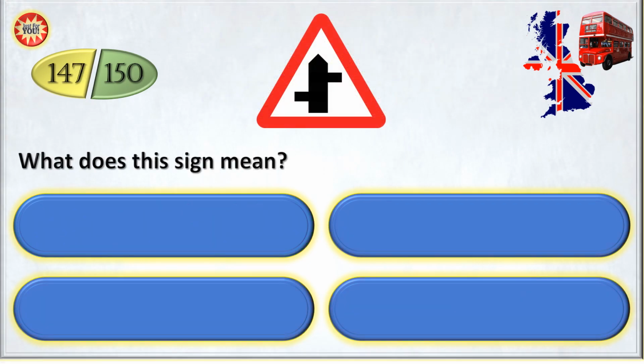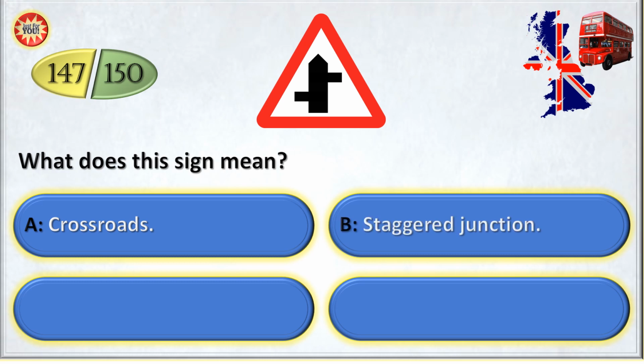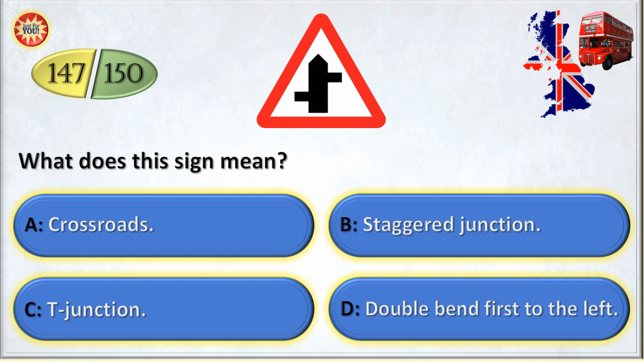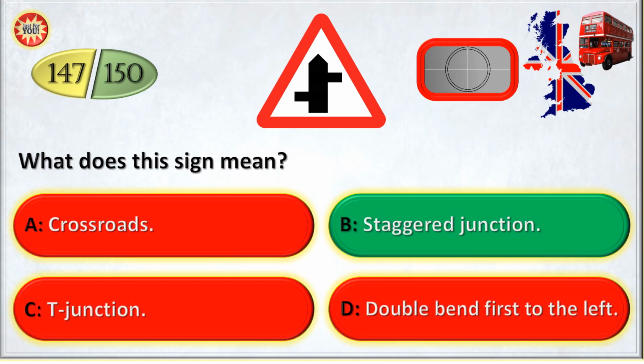What does this sign mean? Crossroads. Staggered junction. T-junction. Double bend first to the left. Staggered junction.